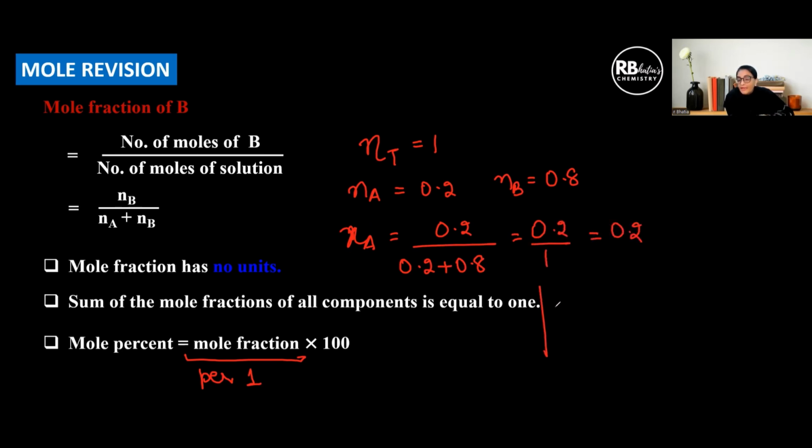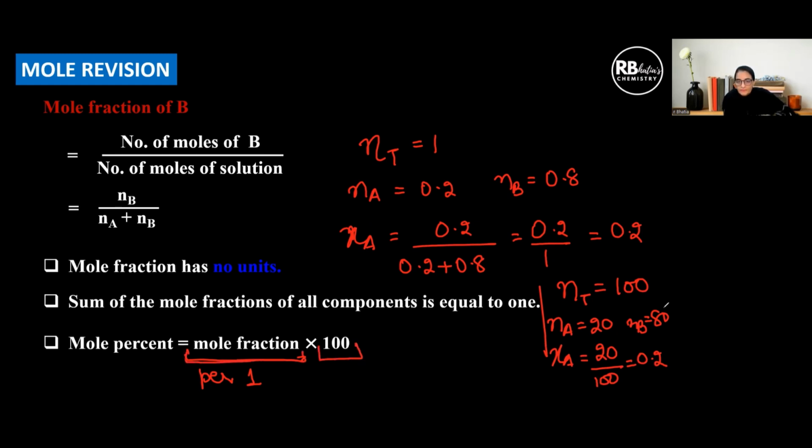Right? And if the total number of moles is considered as 100, the number of moles of A, let us say, is 20 and the number of moles of B is 80. Then what is chi A? It is going to be 20 upon 100, again 0.2. So just remember, mole fraction when multiplied by 100 gives us mole percent.